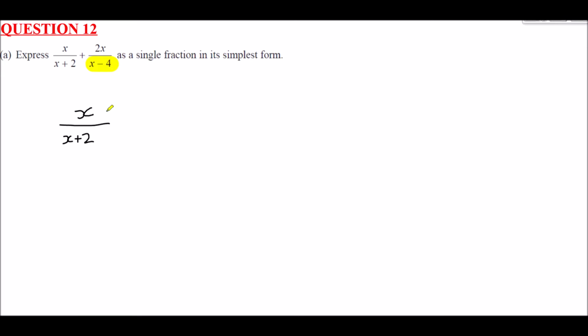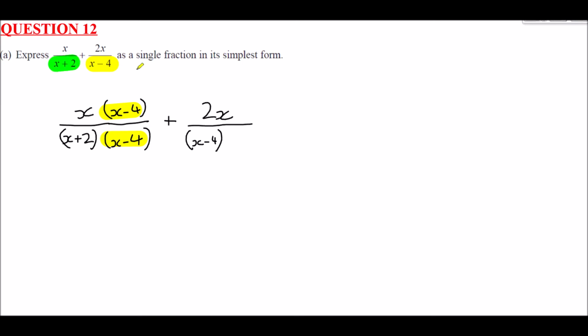We're going to times both top and bottom by x minus 4, because obviously with fractions, what you do to one side, you do to the other. So I'm going to times this, which I'm going to put in brackets now, by x minus 4. And to that, we're going to add 2x over x minus 4. And here, we're going to multiply both top and bottom of this fraction by the opposite one's denominator, so both top and bottom by x plus 2.